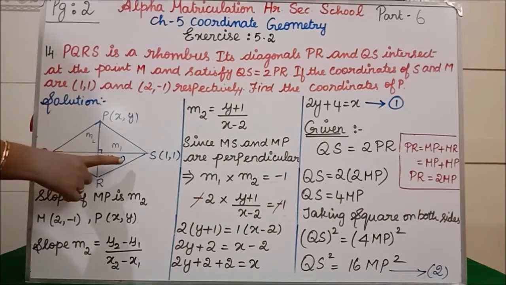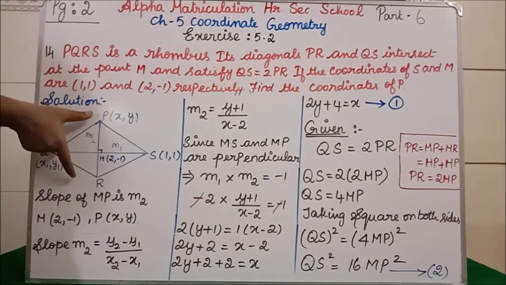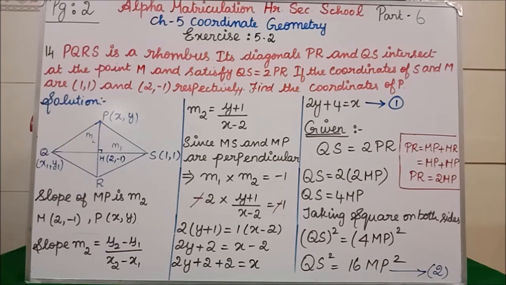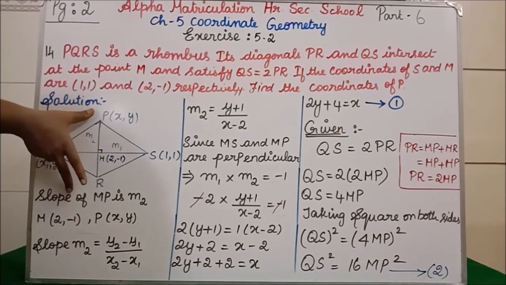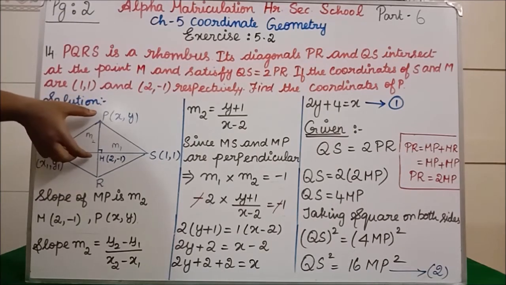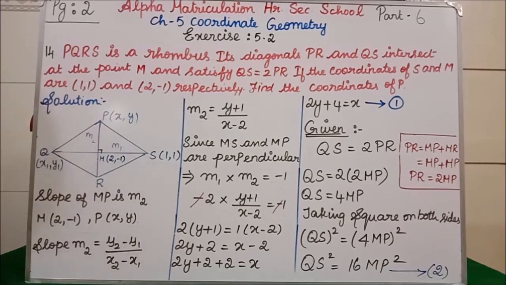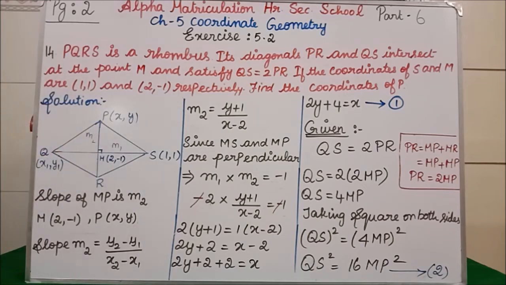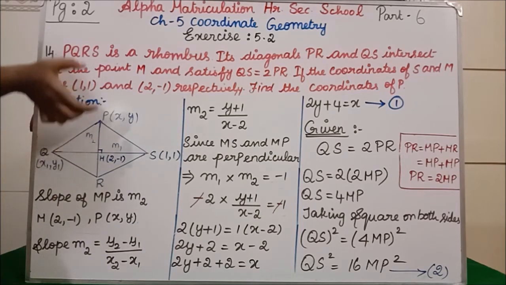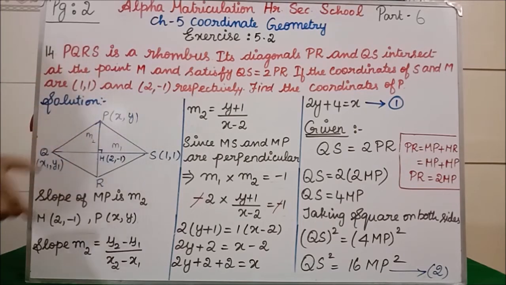So what is saying is QS length is equal to 2 times PR, they are saying in the question. But if you see in the box what I have written, this full length PR, how can we write? PM plus MR we can write, isn't it? Here, I have told you in rhombus the diagonals bisect at right angle. Isn't it? Which means what? Midpoint only it will bisect. So, whatever value you are getting for PM, the same value you will get for MR also.